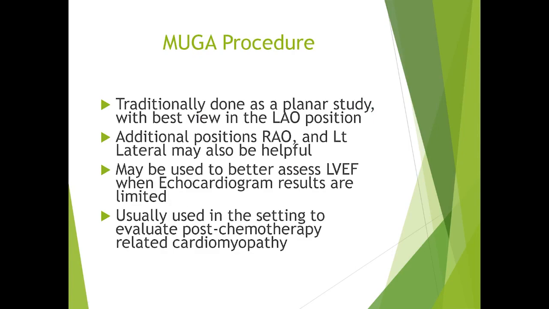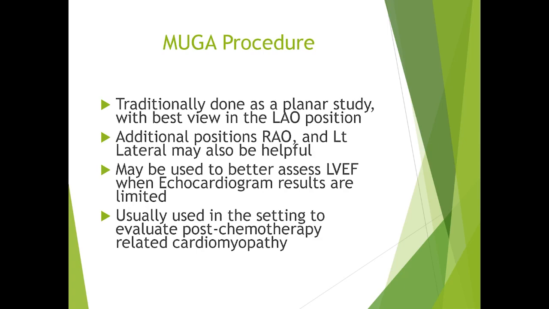So traditionally, MUGAs are done as a planar study with best view in the LAO position, because that separates the LV out the most from other structures such as the LA and the RV, and thus gives you the best judgment of what the ejection fraction is. But additional positions are also required, such as the RAO and left lateral, which may also be helpful in assessing wall motion abnormalities.